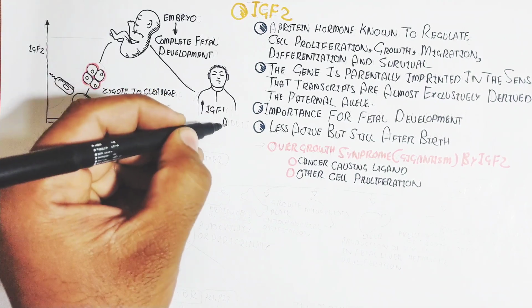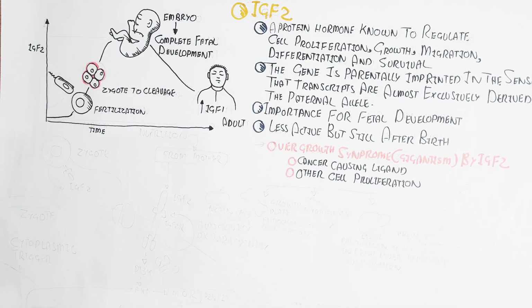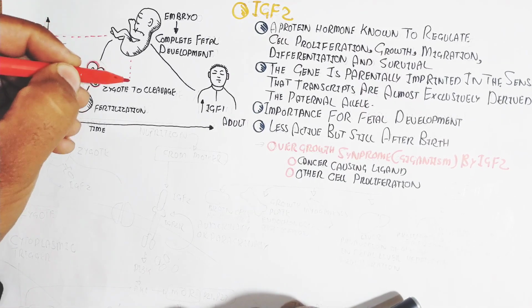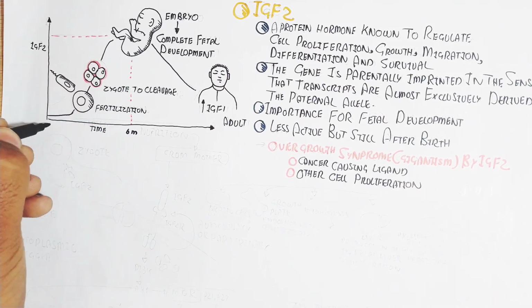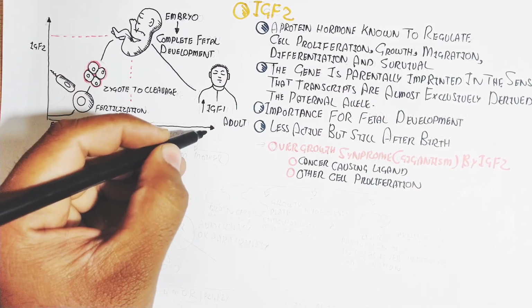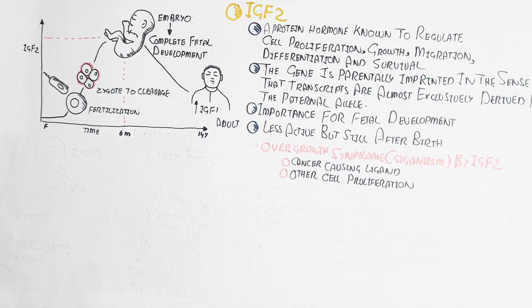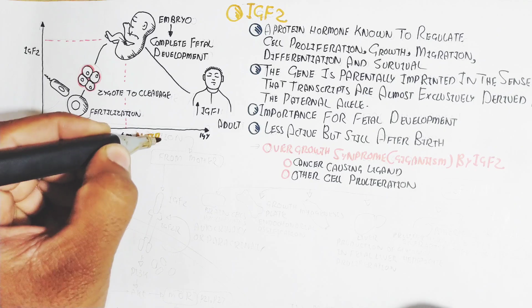The mother also provides IGF2 to the baby. Remember, nutrition is required from the mother. Good nutrition from the mother will give insulin growth factor 2 to the zygote initially, and then the fetus will produce it itself.